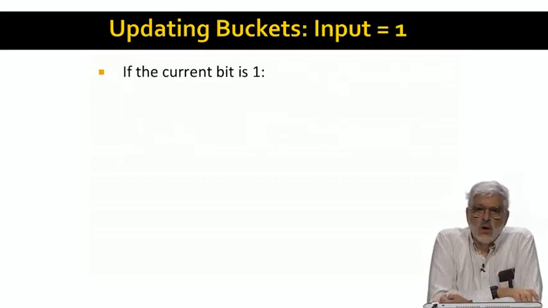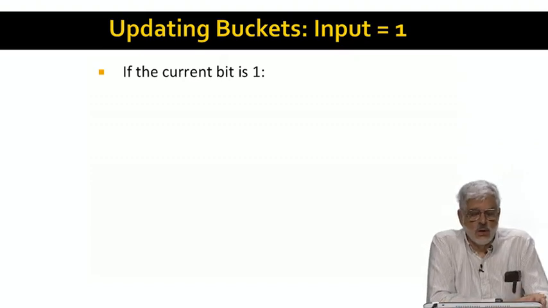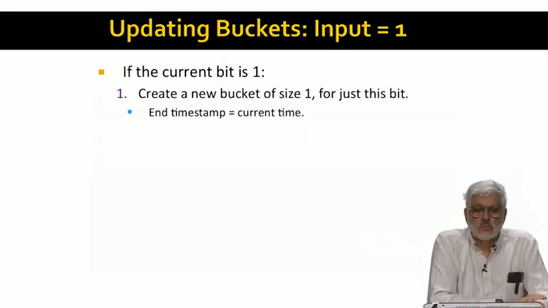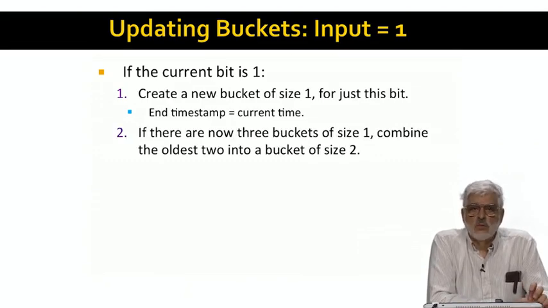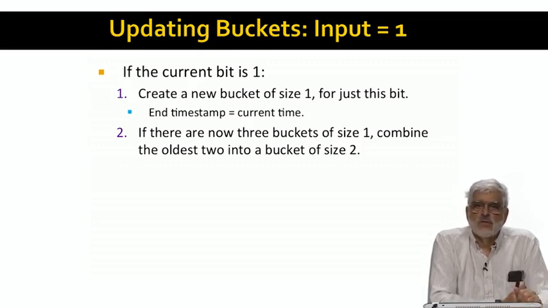If the current input is 1, we have some work to do, but the work is at most logarithmic in the window size n. First, we create a new bucket for the new bit. The size of the bucket is 1, and its ending timestamp is the current time. There might have been 1 or 2 buckets of size 1 previously. If there's only 1, now there are 2, and that's fine. We're allowed to have 1 or 2 of any size, but if there were previously 2, now there are 3. We can't have 3 buckets of size 1, so we combine the oldest 2 into 1 bucket of size 2.